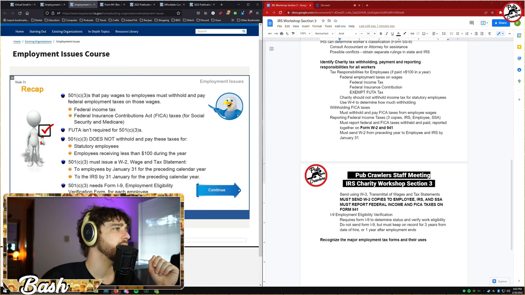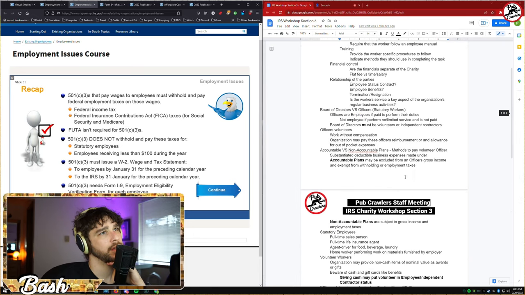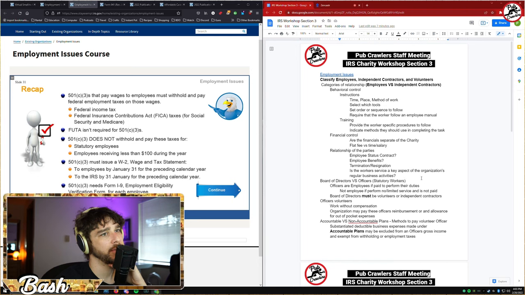Statutory employees. I have two things on my notes. One is statutory workers, and one is statutory employees. The statutory workers were the board of directors and officers. Now that makes sense. But what about the officers?